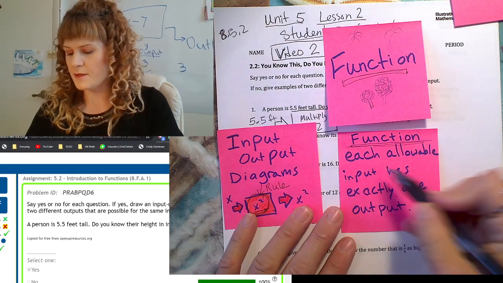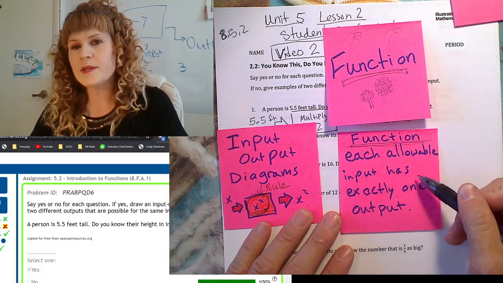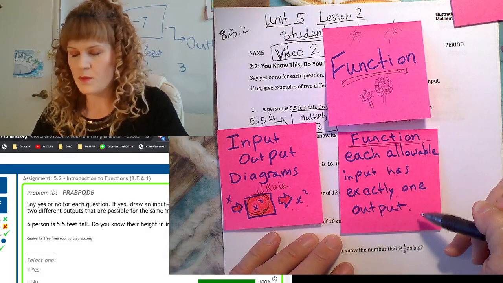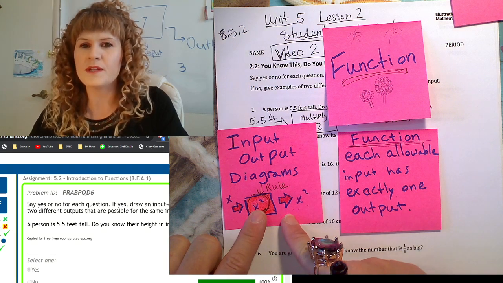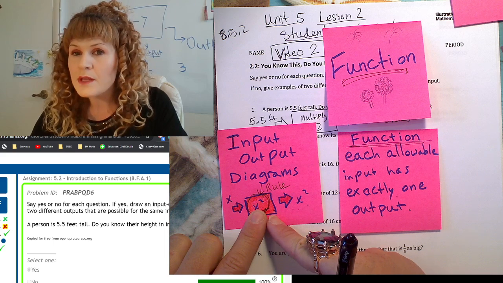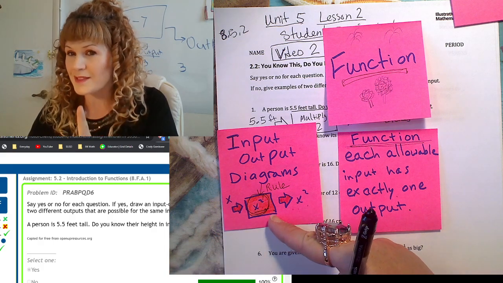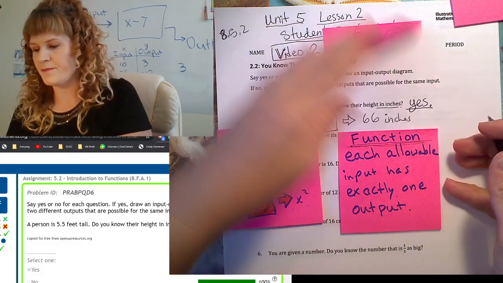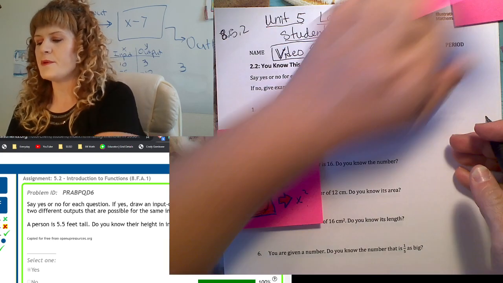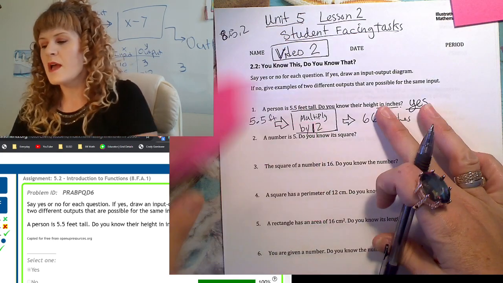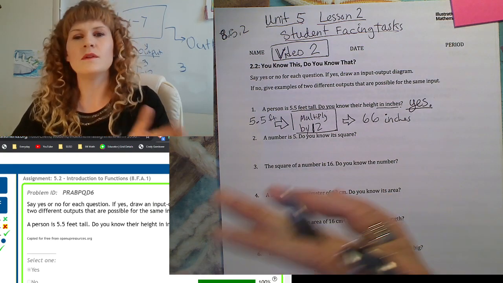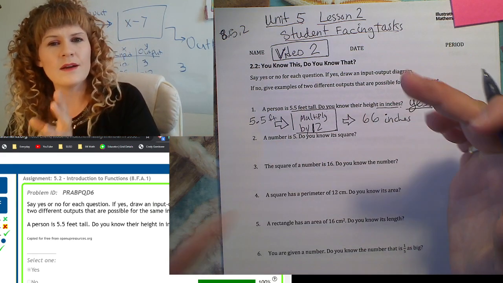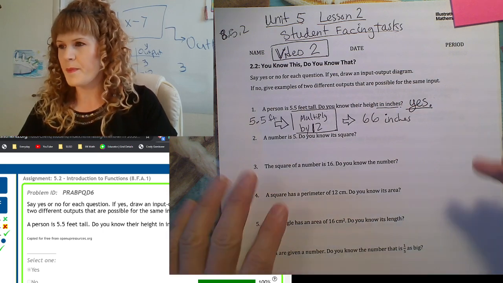For a function, each allowable input has exactly one output. If the input-output rule gives you only one output, exactly one, then it's a function. Let's see examples of input-output rules that could have multiple outputs or could only have one output.